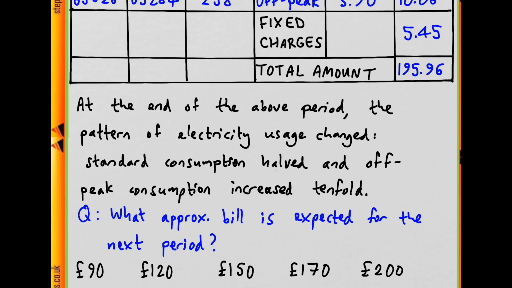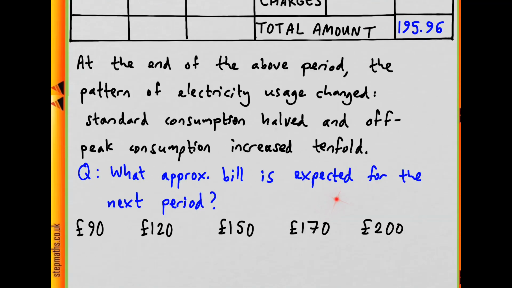So at the end of this period, the pattern of electricity usage changed, and she halved her standard consumption and increased tenfold her off-peak consumption. So what approximate bill is expected for this next period? And here are the options.